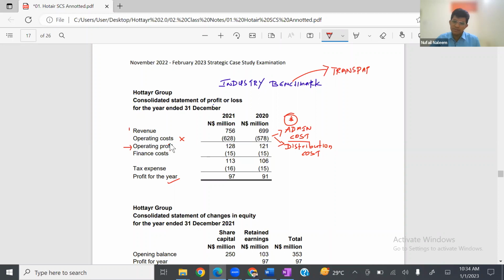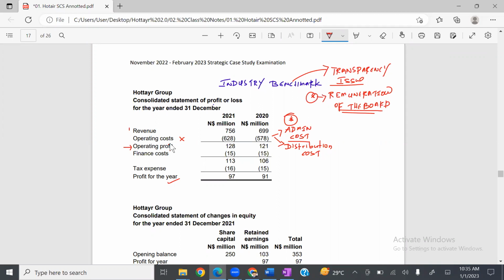So, students, can I please write down here transparency issue? What is that, students? Transparency issue. And the transparency issue is the remuneration of the board, correct? Because when you are not able to see the administration cost, there is a huge tendency that the remuneration of the board is not visible. Remuneration of the board. Students, can I get a confirmation from you all in the chat box that you are understanding this very clearly? Yes, sir. The remuneration of the board is very, very important, and it's related to corporate governance. But the shareholders are okay, so that is fine, and we can make a presumption.